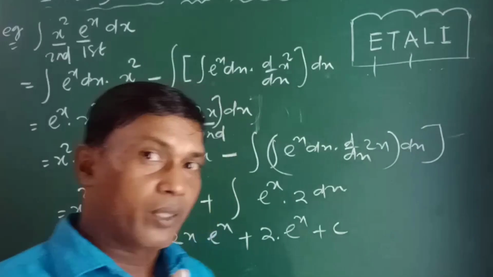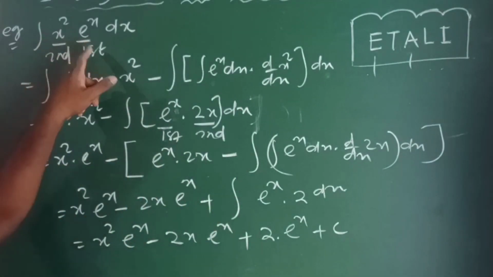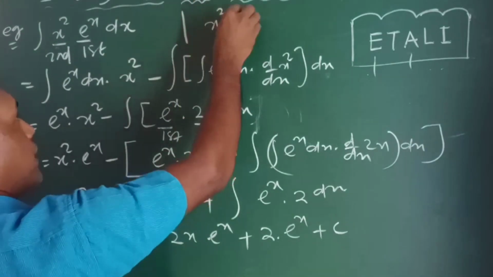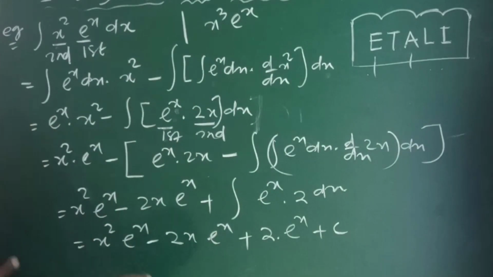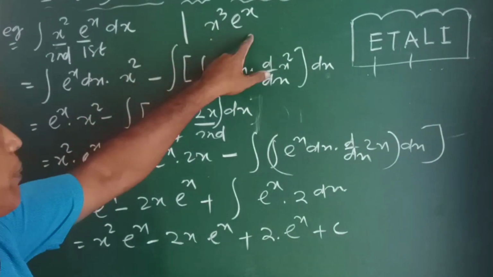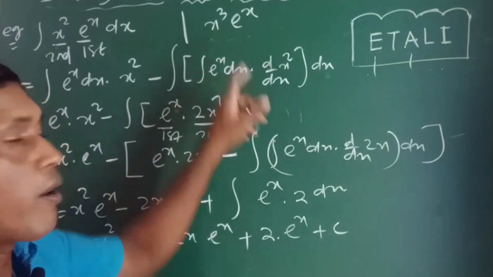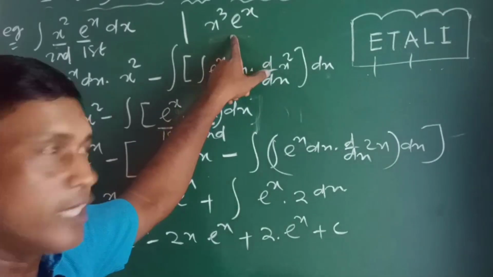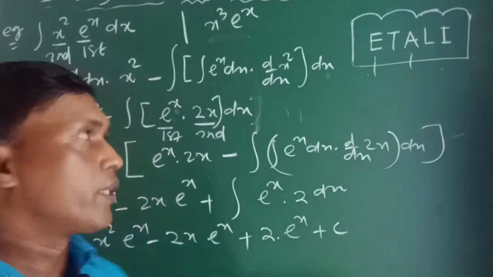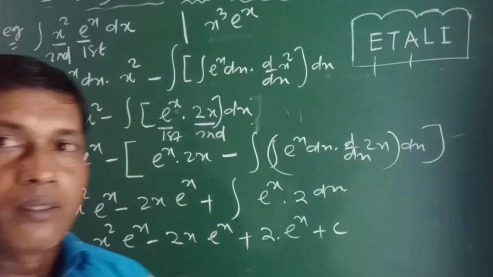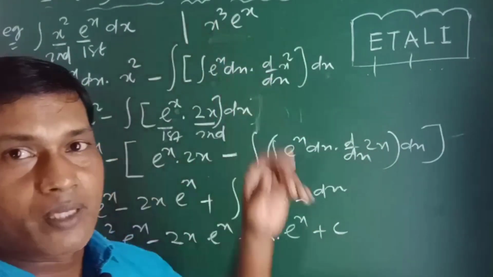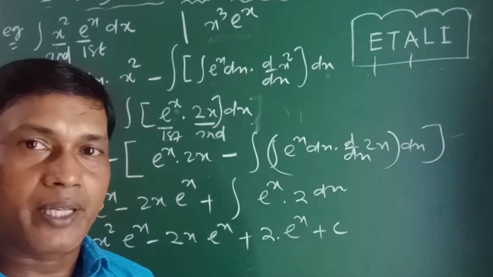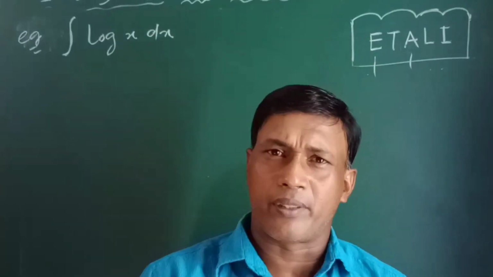So here we integrated this function by applying by parts twice. Look, dear students, if this question is replaced by x cube into e to the power x, suppose we are given the question x cube into e to the power x, then in order to integrate this, you have to apply the by parts formula thrice. To integrate this function you have to apply by parts, but three times, here two times. So look here, the highest power of x determines how many times you have to apply by parts.